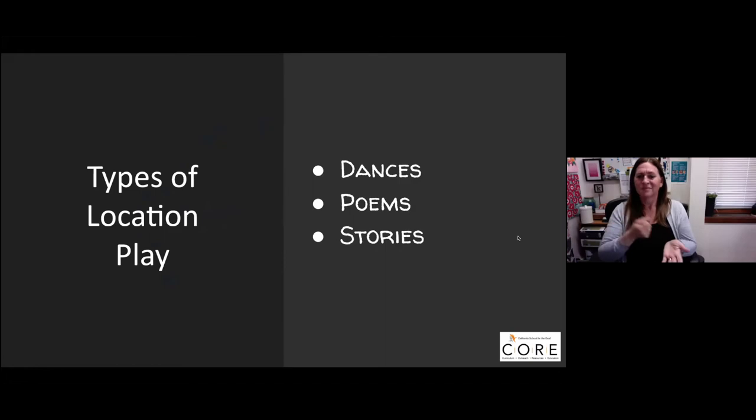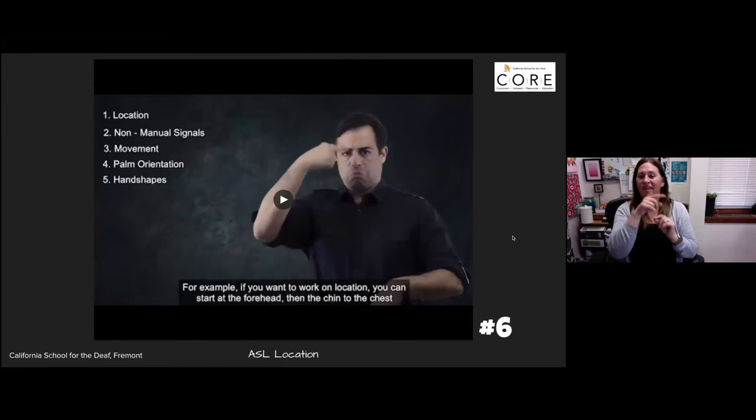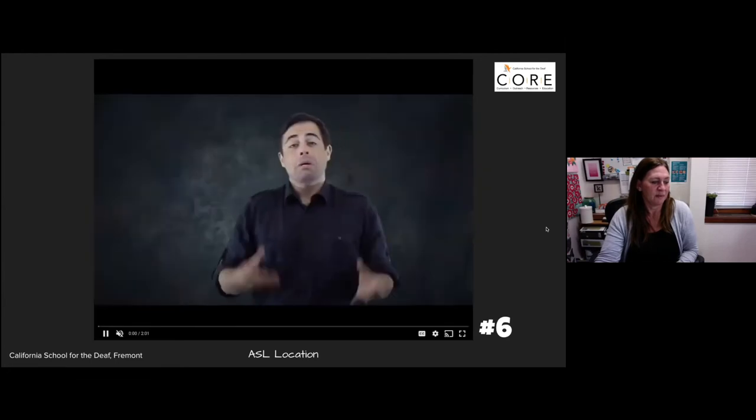This can relate to dancing, poems, storytelling, but location is about where the sign is in space. And this is going to be a summary of the explanation of it. So location starts on the top, like where the forehead is, and then goes out. So we're going to give you some examples of this as well.